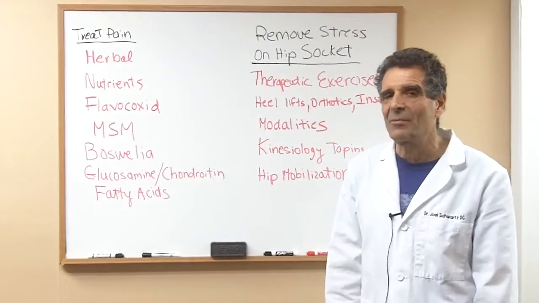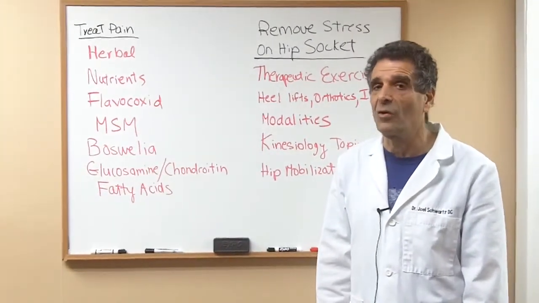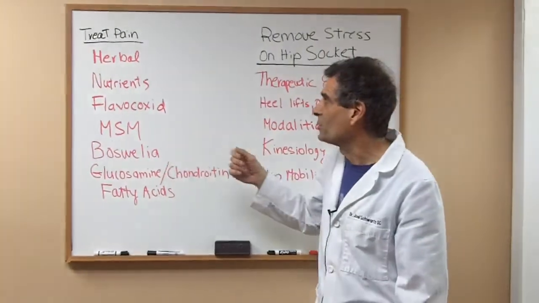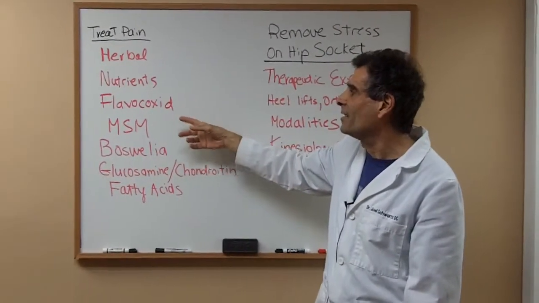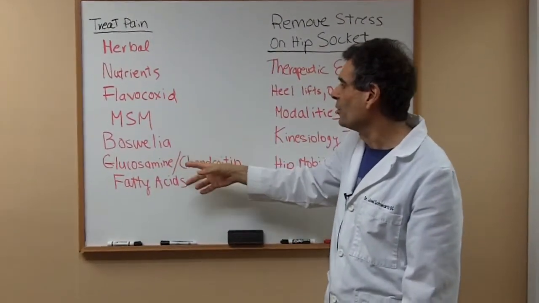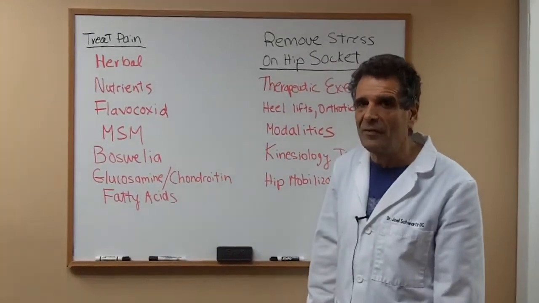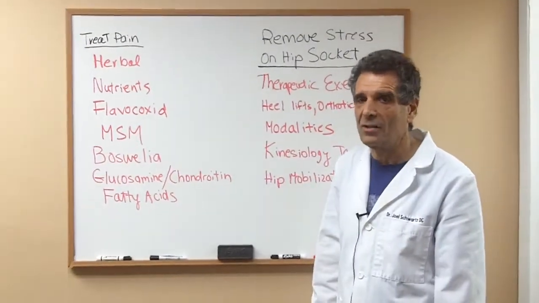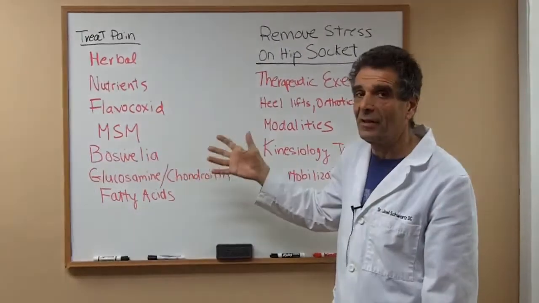So if you want to take something for pain, you want to think about something that you can take safely for a longer period of time. And in our office, we use many different types of things. We use herbals, we use nutrients, we use a thing called flavocoxid, we use MSM, boswellia, glucosamine, chondroitin, and fatty acids. These are the things that we use to relieve the pain of hip osteoarthritis and also to help regenerate the cartilage.